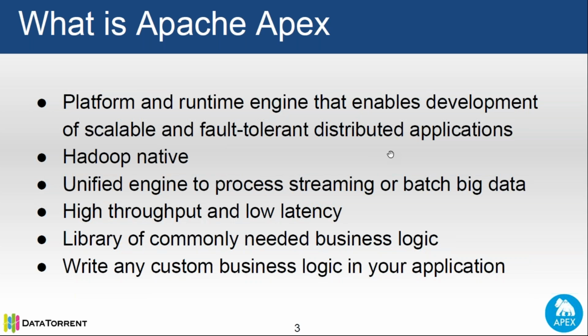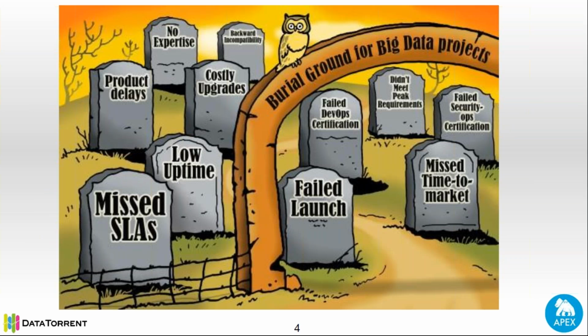Okay, thank you. So we have a library of operators, the Apex Malhar library, which bundles the commonly needed business logic. For example, if you are connecting to some file system or some databases or things like Kafka and so on, you will get ready-made connectors for those things. As well, you can write your custom business logic in your applications, and for that you don't have to learn any new paradigm as such. You can write simple Java code, so any developer can do it, and there is very little learning curve involved.